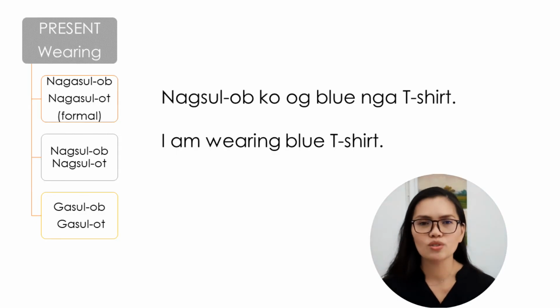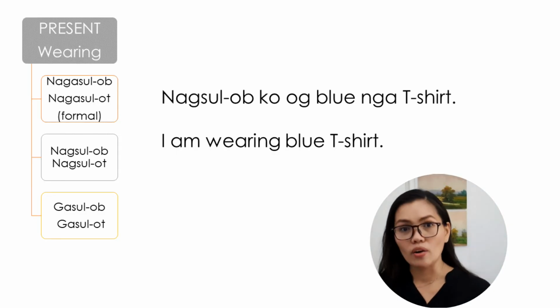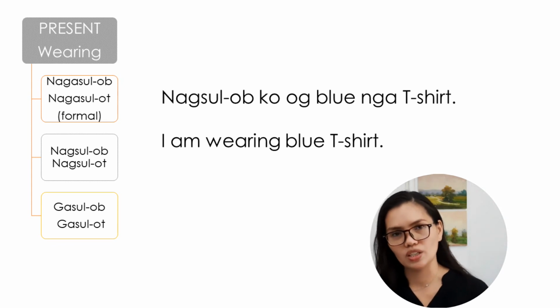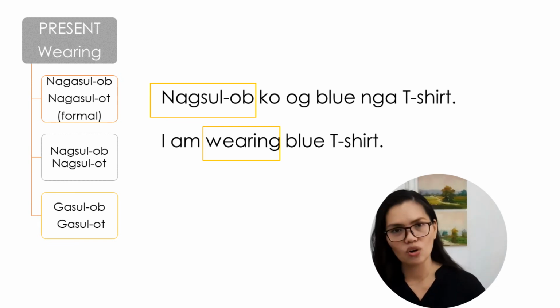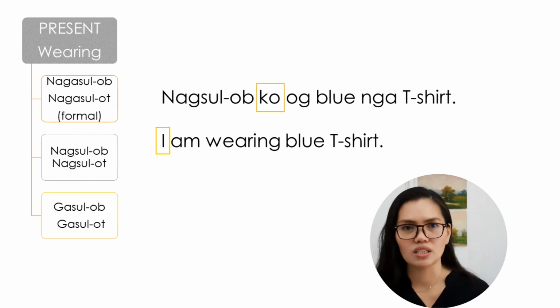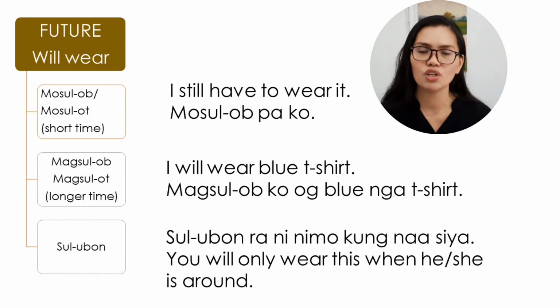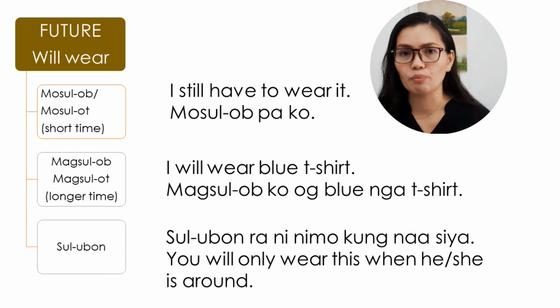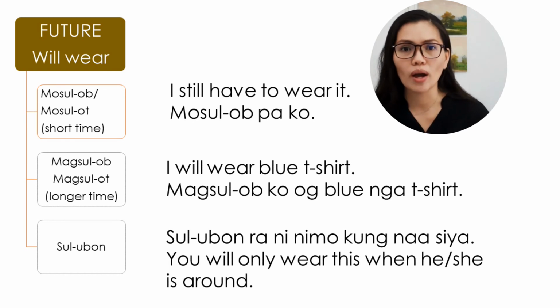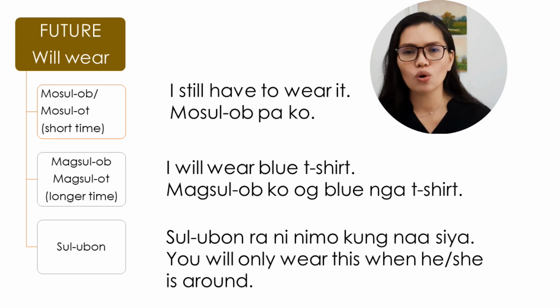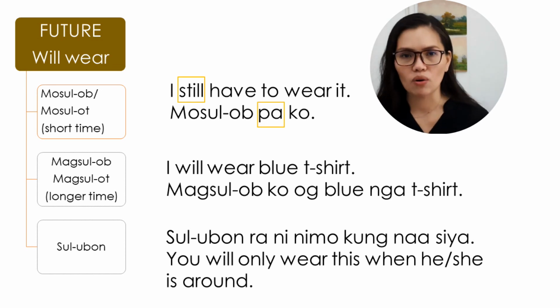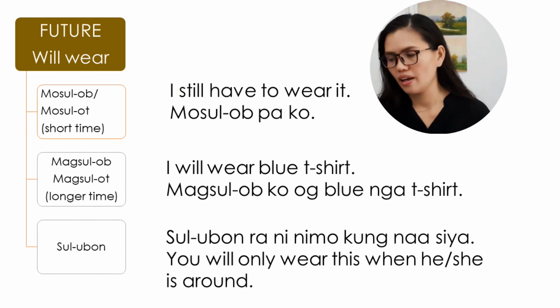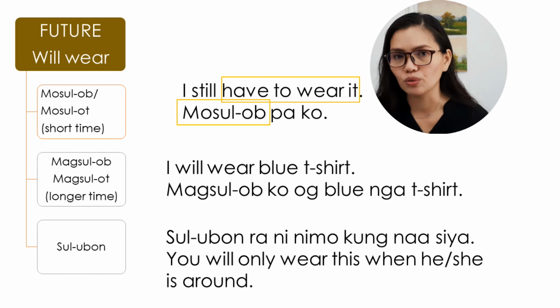Now let's go to the present tense form. Wearing in English. Nagsul-ob ko og blue nga t-shirt. I'm wearing blue t-shirt. Nagsul-ob is wearing. Ko here is I. And then we have the og, the objective particle. Now let's go to future tense. Will wear. Now let's go to a sample for mosul-ob. I still have to wear it. Mosul-ob pa ko. Still here is pa in Bisaya. And then mosul-ob is have to wear it.